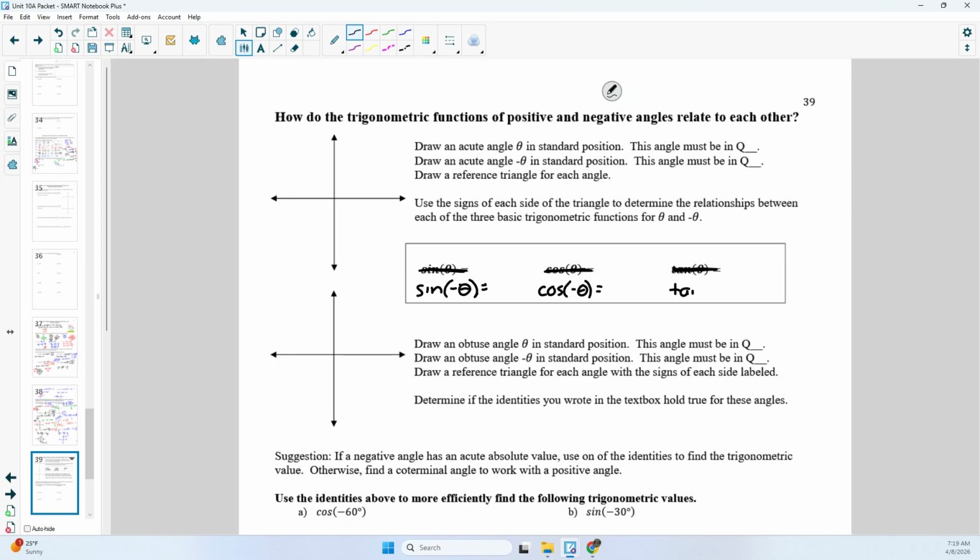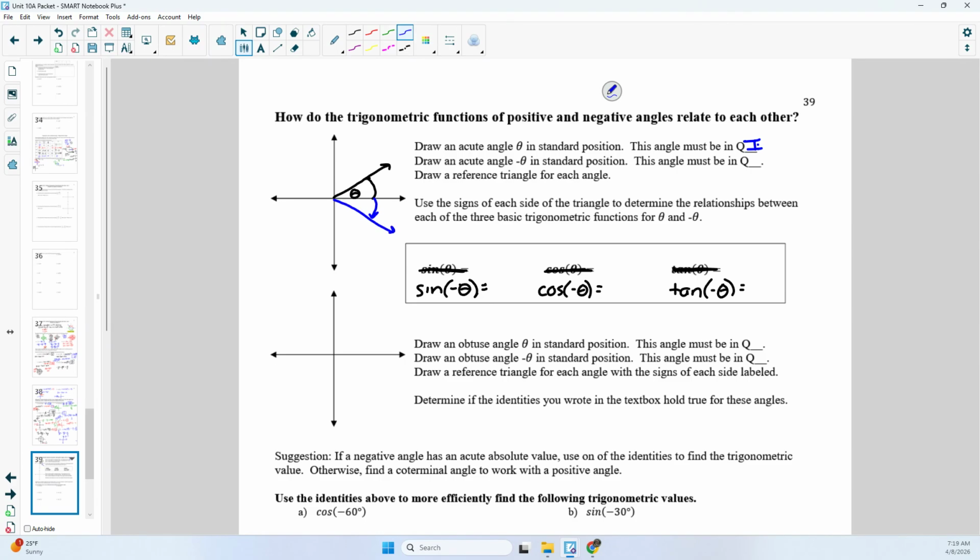So our goal here is to see how the sine of negative theta, the sine of a negative angle, relates to the sine of a positive angle. We're going to draw an acute angle theta in standard position. If it's acute in standard position, it must be in quadrant 1. And then we're going to draw the same acute angle in standard position but make it negative.